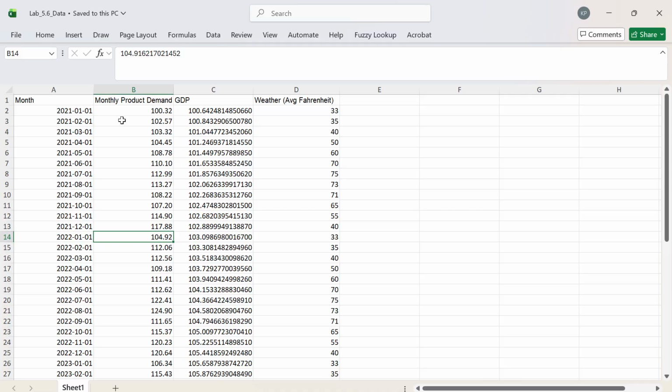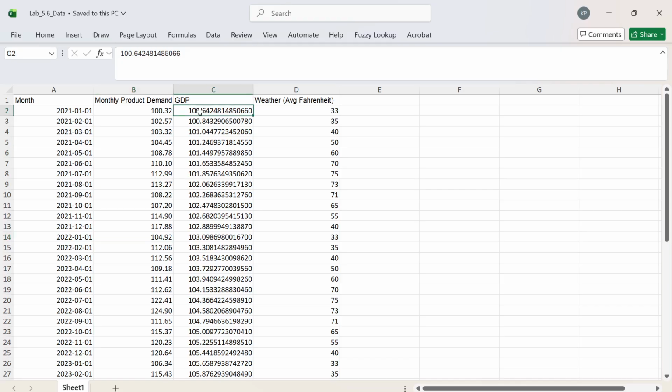The other field is monthly product demand, the total monthly demand or sales amount for the product. It is important to note that this is the dependent variable. Again, monthly product demand is the dependent variable, and it is numerical and continuous.